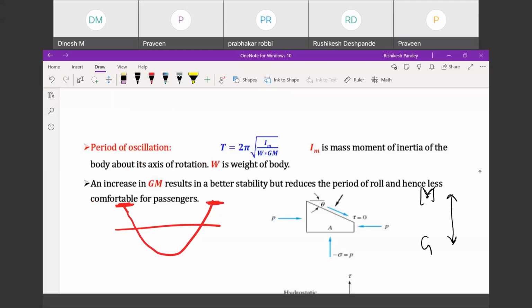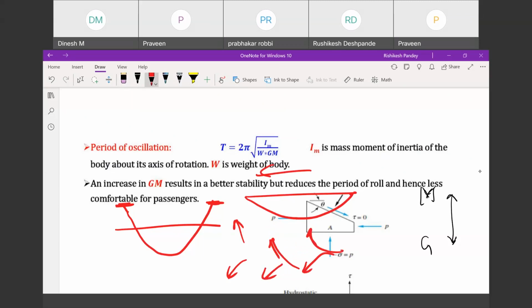Comfort is how much time it is taking to move. Like the ship will move like this, no? Or in this direction, if this is my ship, it moves up, then down, up, then down, like this. So how much time is it taking to go up and then down? If it is going up and down very frequently, will you feel comfortable?